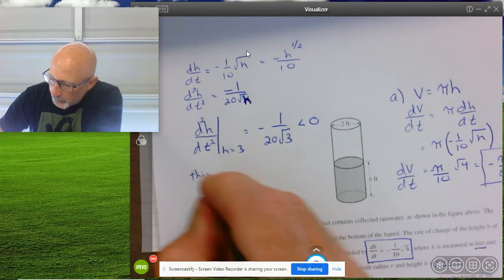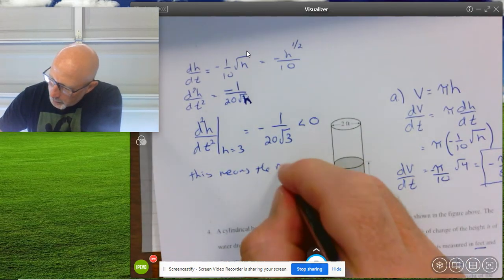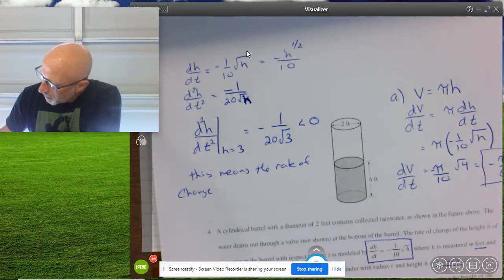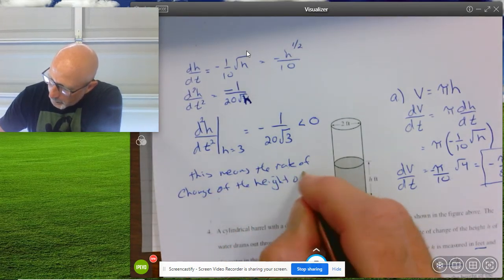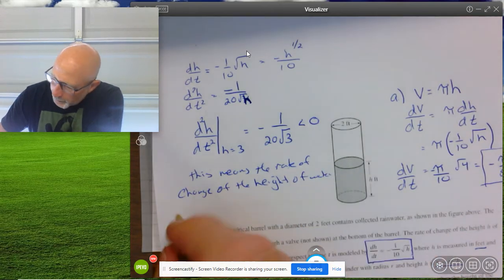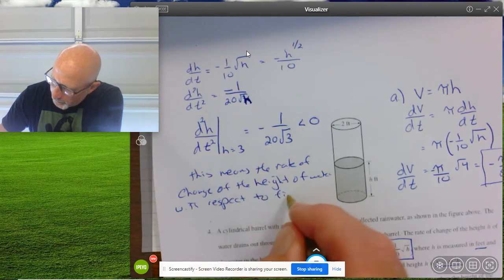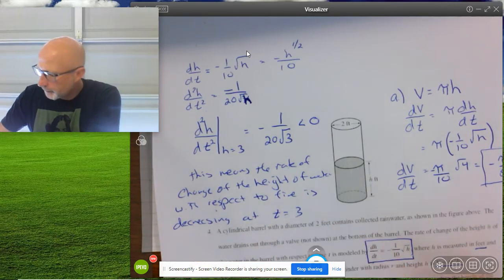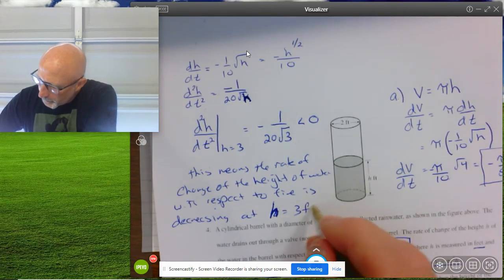This means the rate of change of the height of water with respect to time is decreasing at t is equal to 3. H is equal to 3 because we're doing h is equal to 3 feet.